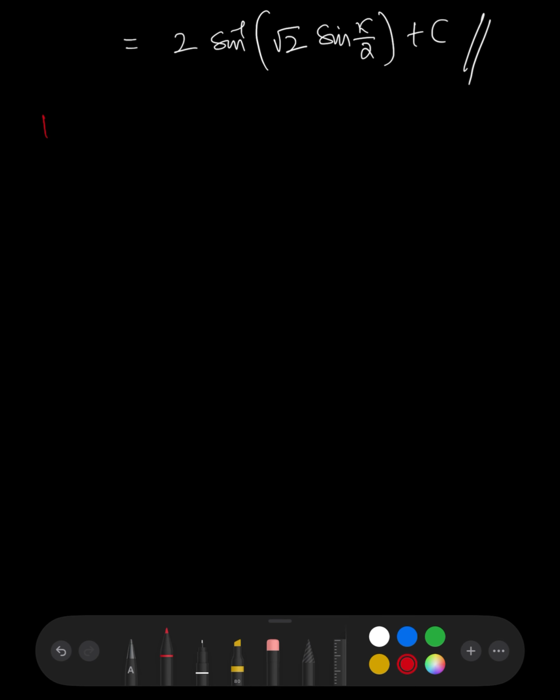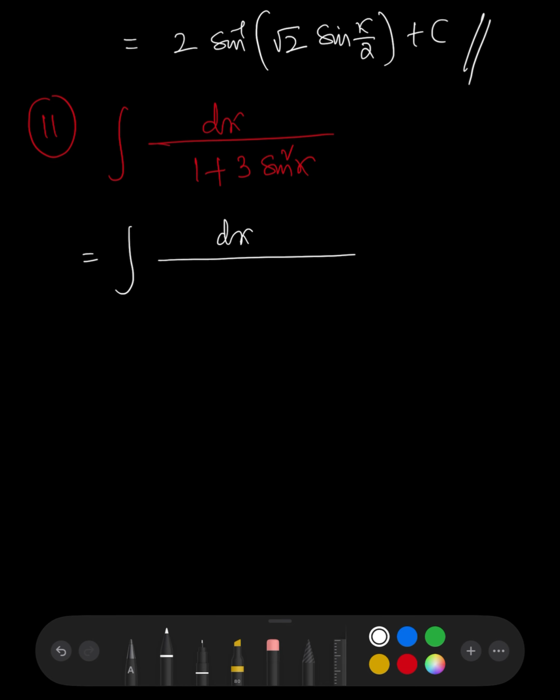Now the next question, and this is also a very important question, that is dx by 1 plus 3 sine square x. So we can read this question. Yes, integration of dx by, so here 1 is there and 3 sine square x is there, so that 1 I can write as cos square x plus sine square x plus 3 sine square x as it is.